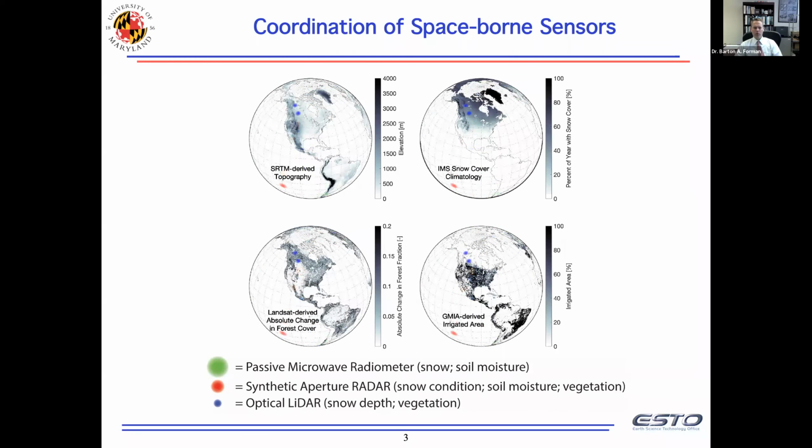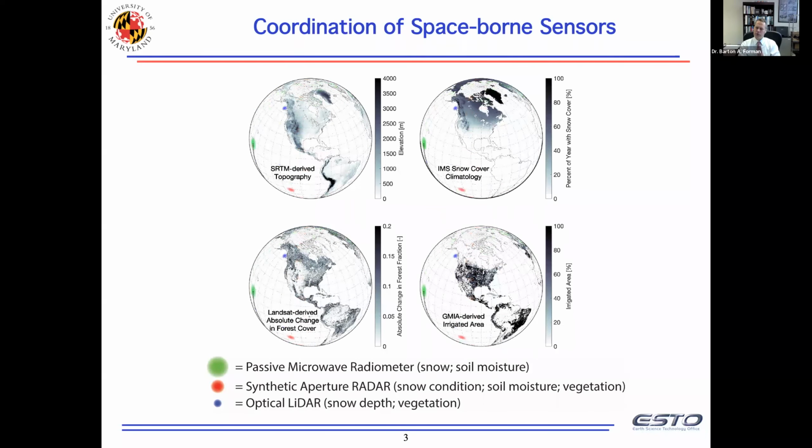Should we just use all passive microwave radiometers? Should we just use all synthetic aperture radar? Should we use only LiDAR, or should we mix and match? Should we have 3 radiometers or 4 radiometers? Do we need 1 radar or more than 1 radar? And it's not just the number of the sensors that we need in order to achieve some scientific benchmark, but it's also the coordination of those sensors.